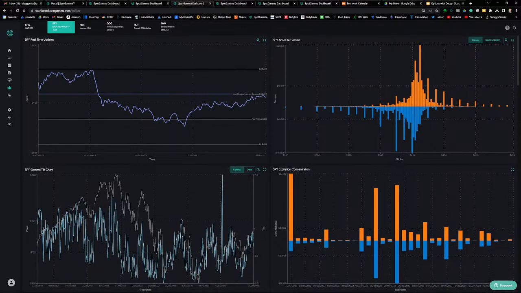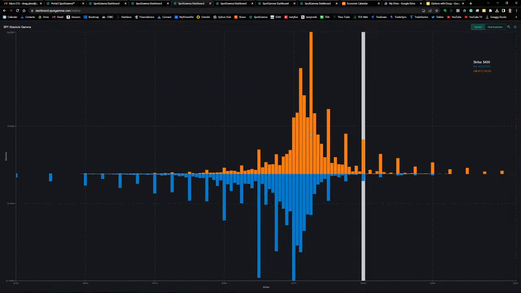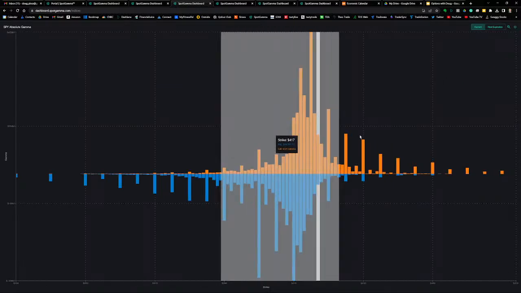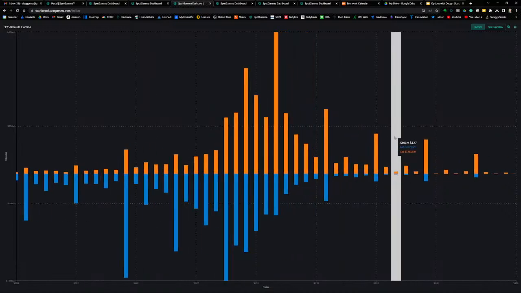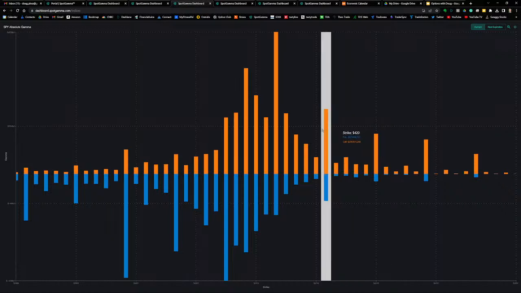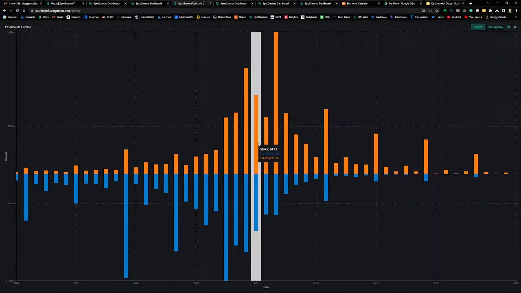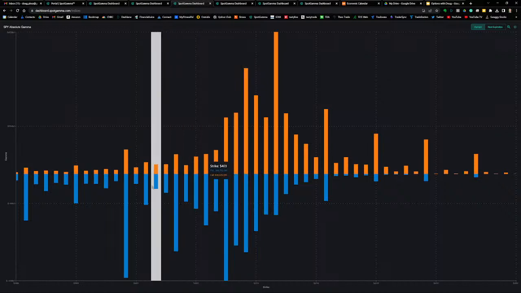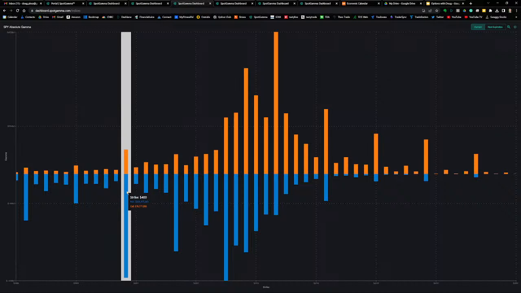Now SPY. Let me zoom in on this. For SPY, the key gamma strike is now at 412, the strike with the largest absolute gamma. Put wall down at 400, that's pretty obvious, the strike with the largest net negative gamma.